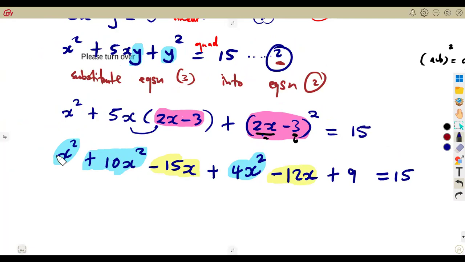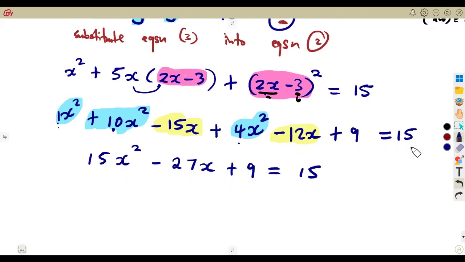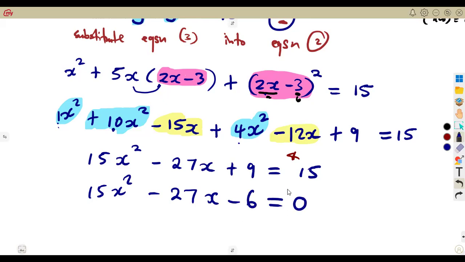So let's consider the x squared part. That's 1 plus 10 plus 4, which gives us what? Take note, 1 plus 10 is 11, plus 4 is 15. So we have 15x squared. We move on to the minus 15 minus 12, which gives us minus 27. So that's minus 27x plus 9, which is equal to 15. Take the 15 to the other side, so it becomes a negative. So we have 15x squared minus 27x plus 9 minus 15, which is minus 6, equal to 0.